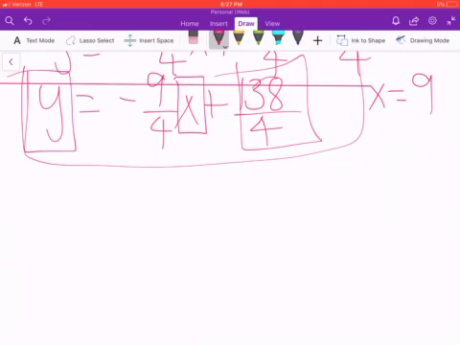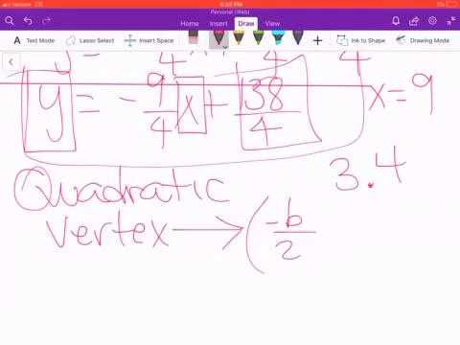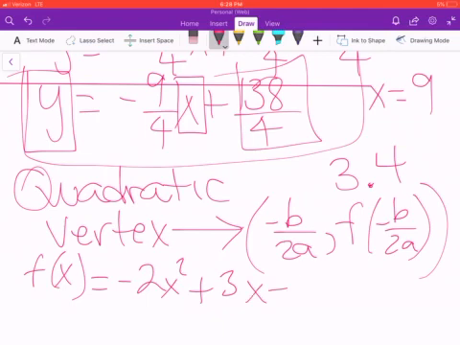Another problem is with a quadratic, and I believe that will be section 3.4, I don't remember, but the one with quadratic. Please know how to find the vertex of something by using this formula: negative b over 2a, and then f of negative b over 2a. Let's say that you get some quadratic function, and I'm just going to make up some numbers: negative 2x squared plus 3x minus 10.